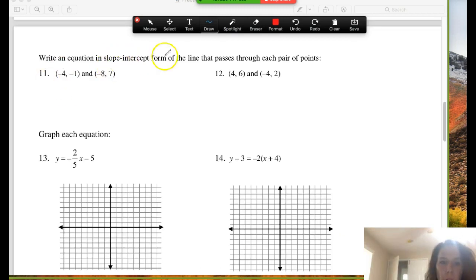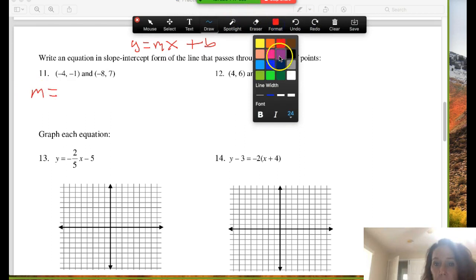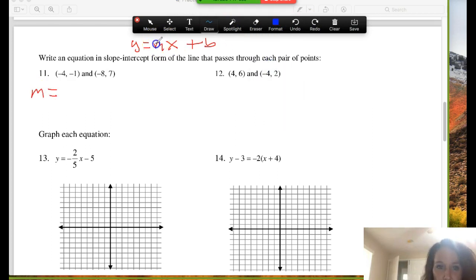All right, we're going to write our equation in slope-intercept form. y equals mx plus b, that's slope-intercept form. They give us 2 points, so the line goes through these 2 points. I can get a slope off of these 2 points. Just to recap, in order to put it in this form, I need a slope and I need a y-intercept.